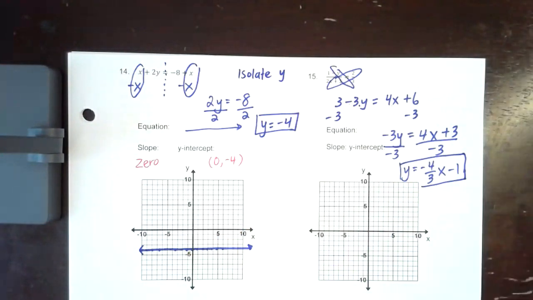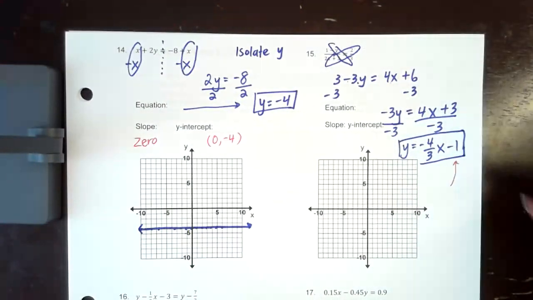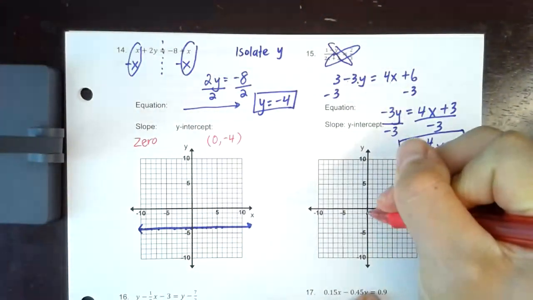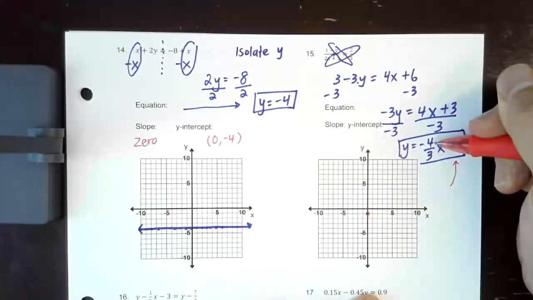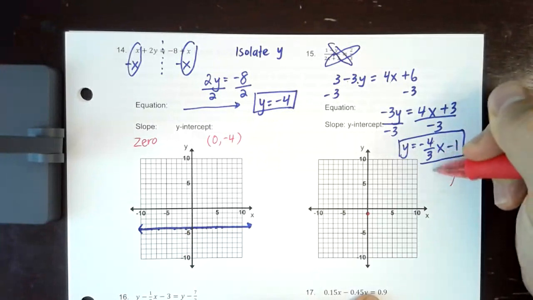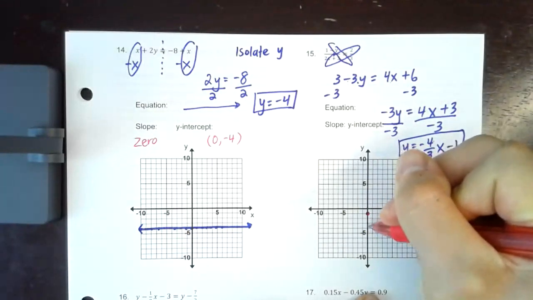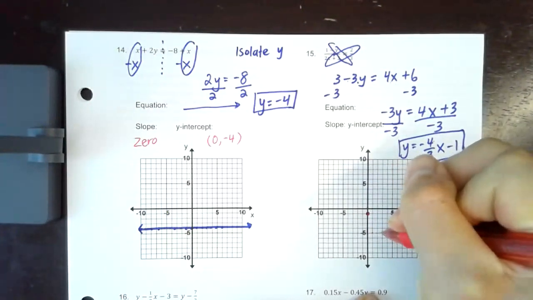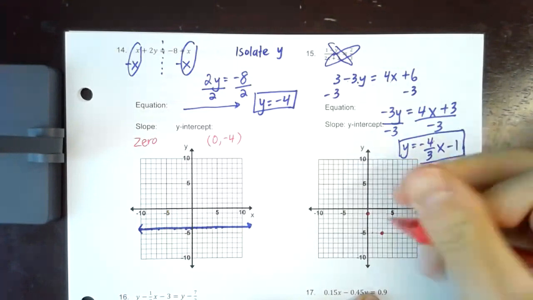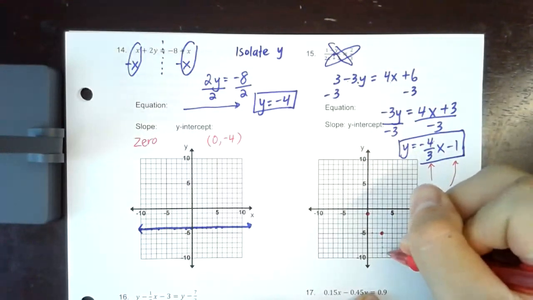So let's go ahead and graph that. We know that this is our y-intercept. So you start at -1 on the y-axis, and now I'm going to go down 4 with a run of 3. So 1, 2, 3, 4 down. 1, 2, 3 to the right. 4 down again. 2, 3, 4. 3 to the right.